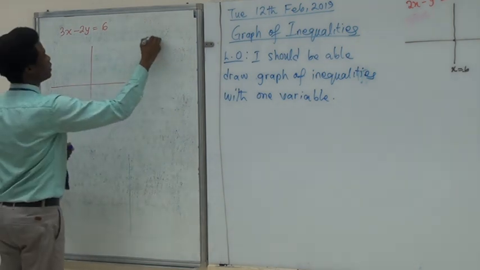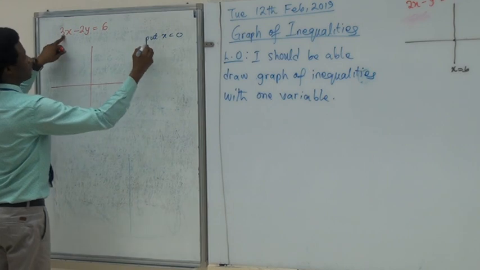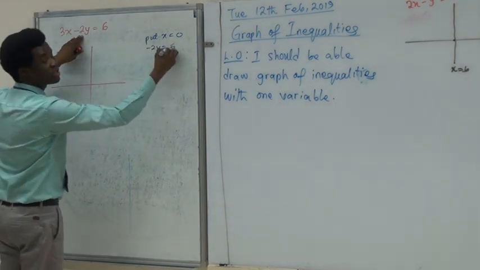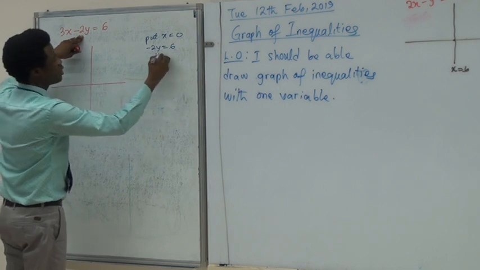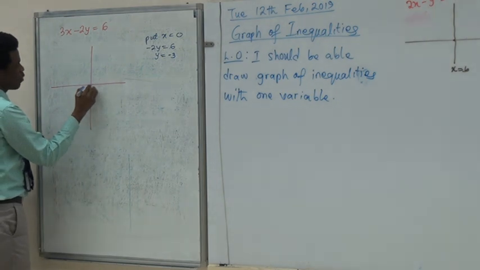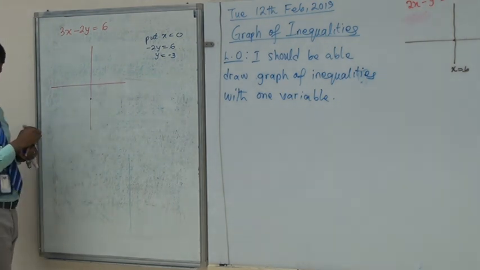So put x is 0. You have, this is gone, right? This will be minus 2y is equal to 6. Agree? So y is equal to what? Negative 3. So x is 0, y is negative 3. Can you see that? Yes.